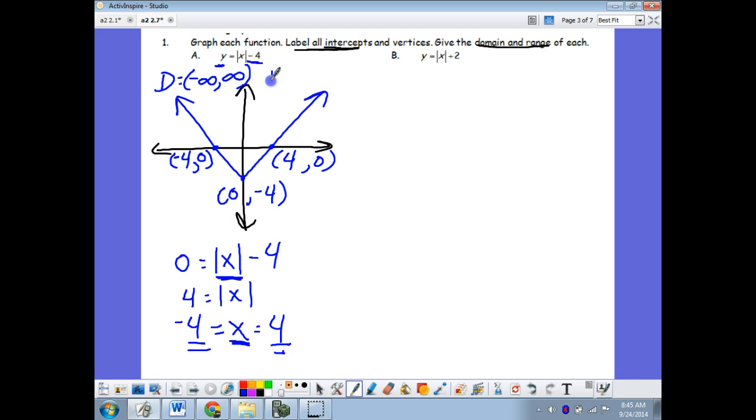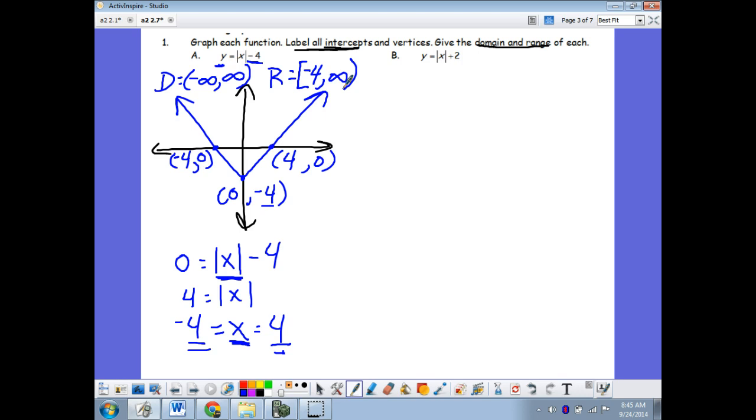The range of these graphs and of any graph goes from the bottom of the graph to the top. Well, this graph has a bottom point. The y-coordinate at the bottom point is negative 4. And remember from before when we talked about domain and range, it includes negative 4, so we put a bracket around that negative 4. And then the top end of this graph goes on to infinity. So we've labeled all intercepts, and we've given the domain and range.